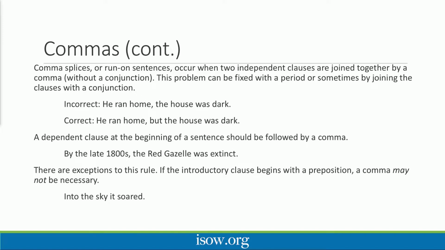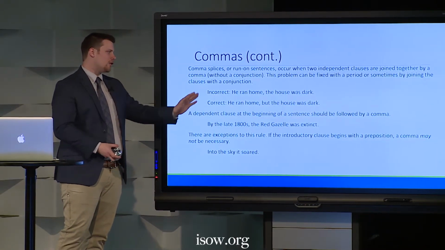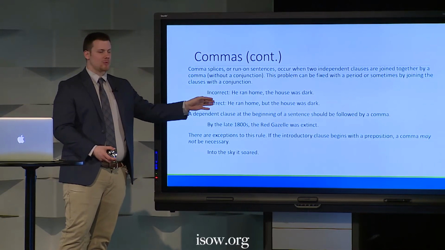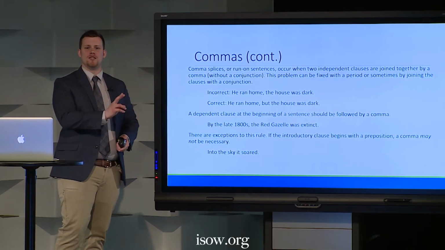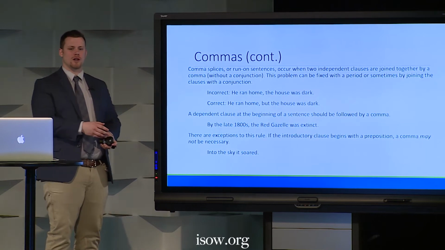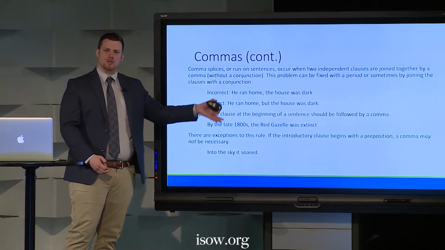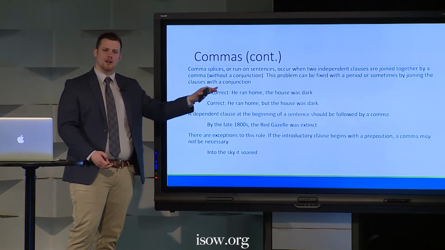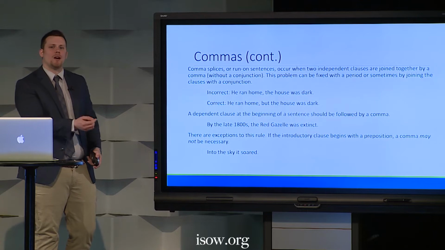So an incorrect example would be, he ran home, the house was dark. So these are 2 complete thoughts. He ran home is a subject and a predicate. The house was dark, subject and a predicate. Neither one of these depends on another, and there's no conjunction. So you could say, he ran home, but the house was dark. So that's connecting that clause to the other clause. Or you could just say, he ran home, period. The house was dark, period.